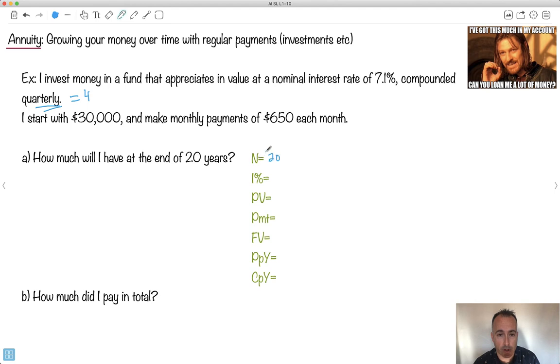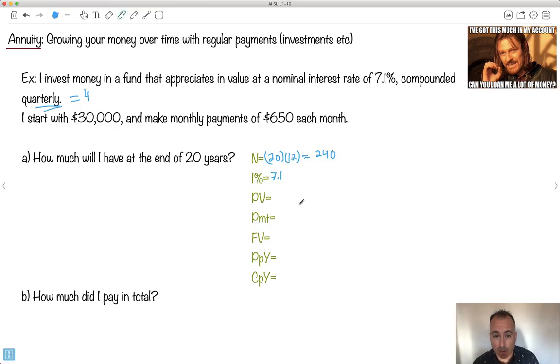So I'm making 20 years, and I'm still making payments every month. So 20 years times 12 payments, right? So 20 times 12, well, it's like 2 times 12, which is 24, and then add a zero. So it's 240 months. I'm making 240 payments in total. This is 7.1%.